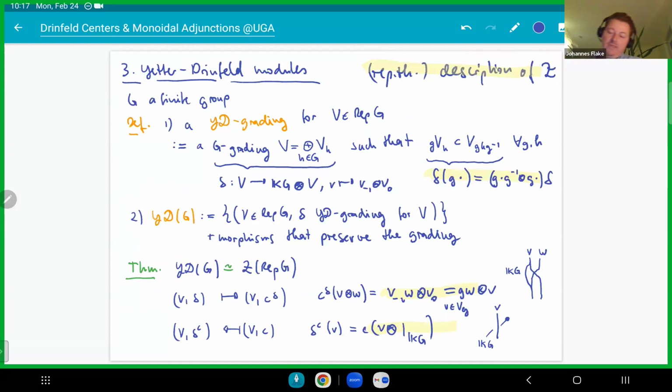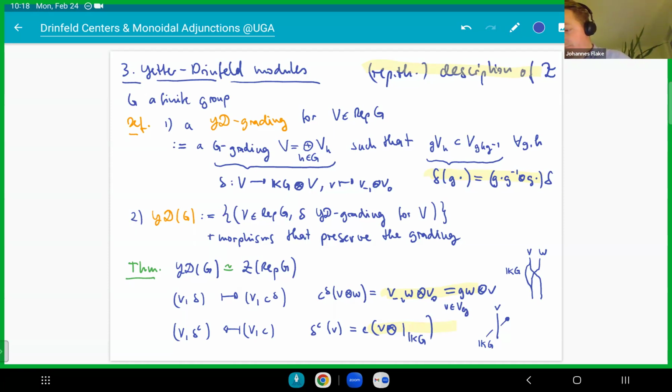So now we'll specialize to a very specific kind of monoidal category. Namely, we'll mostly look at rep G. So I fix a finite group G. Then rep G is a monoidal category. It's a little more than that, it's a tensor category. But in particular, it's a monoidal category, so I can talk about its Drinfeld center. And it turns out there is a nice representation theoretic description of this Drinfeld center in this specific case for the category rep G for a finite group G.